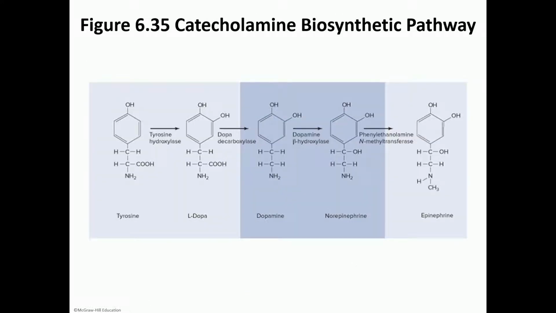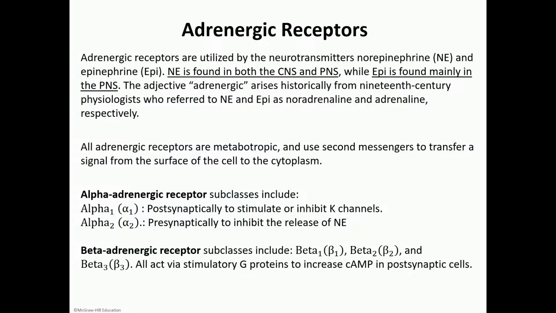So we already talked about the pathway of catecholamines, so we will move on to the receptors. Epinephrine and norepinephrine had an old name, which are adrenaline and noradrenaline. And that is why their receptors are known as adrenergic receptors. So the receptors kind of kept that old name.